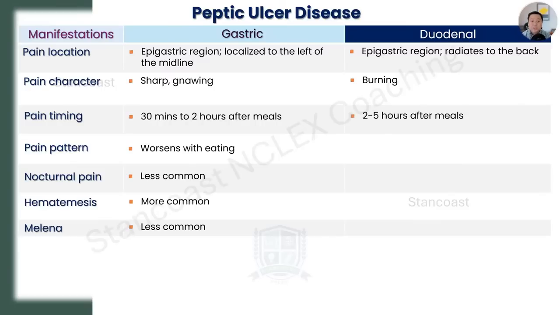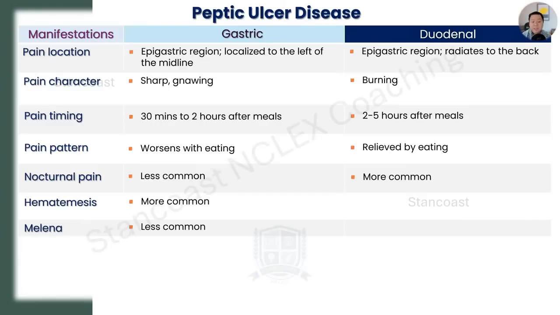Now for the timing, it usually can happen about 2 to 5 hours after the meals, and the delay happens because initially food can neutralize the stomach acid, but as the food moves into the duodenum, the protective barrier diminishes, and also the acid can irritate the ulcer. Now for the pain pattern here, this is often relieved by eating, because this relief comes from the food buffering the stomach acid. It will reduce its contact with the duodenal ulcer.